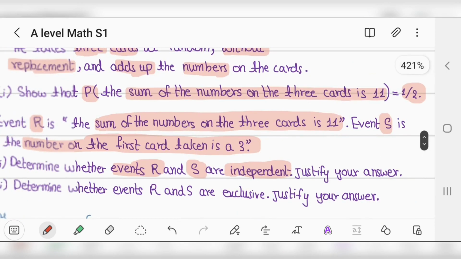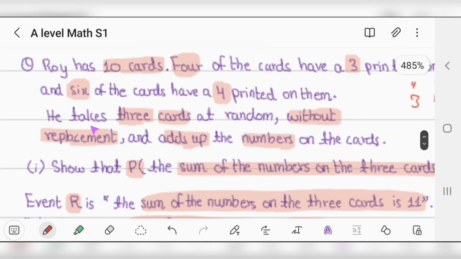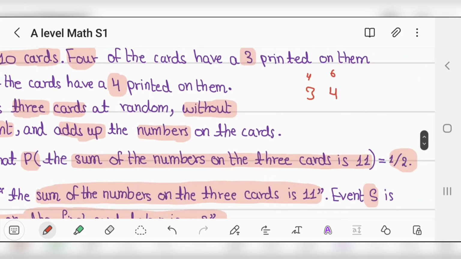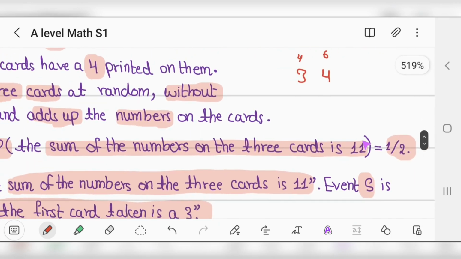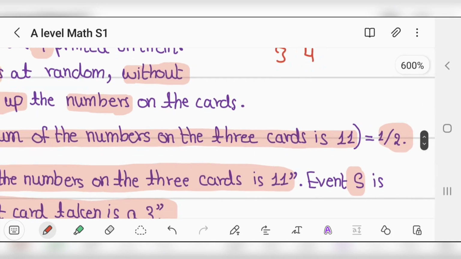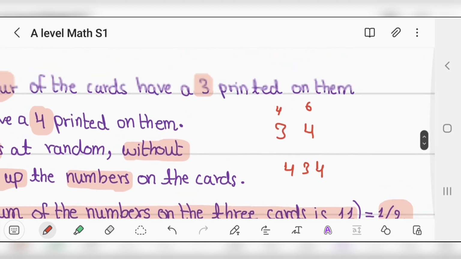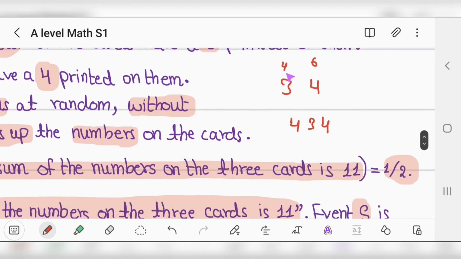He takes 3 cards at random without replacement, which make a sum of 11. In order to do that, the only way is 4, 3, 4. So 4 3 4 or 3 4 4 or 4 4 3, it doesn't matter. The probability of having a 4 is 6 upon 10.